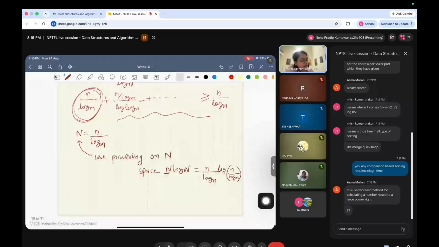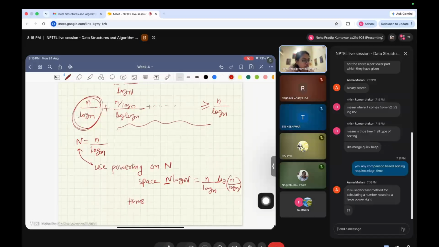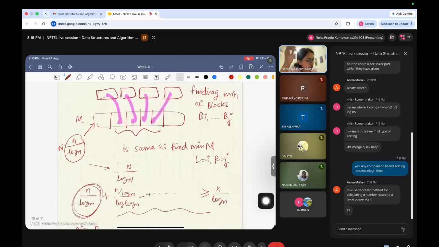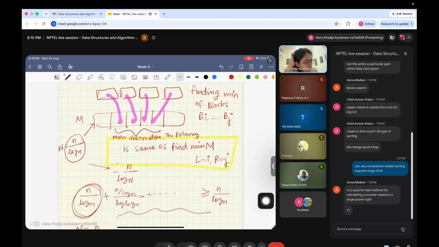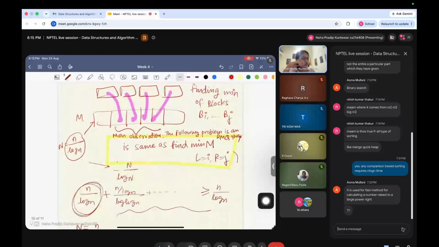Okay, and what is the time that it will take? Time it will take is just order one, right? So we don't need to worry about time here. But is this analysis clear? The main observation is that the following problem is an RMQ query. So then we are saying that we use a powering algorithm here.